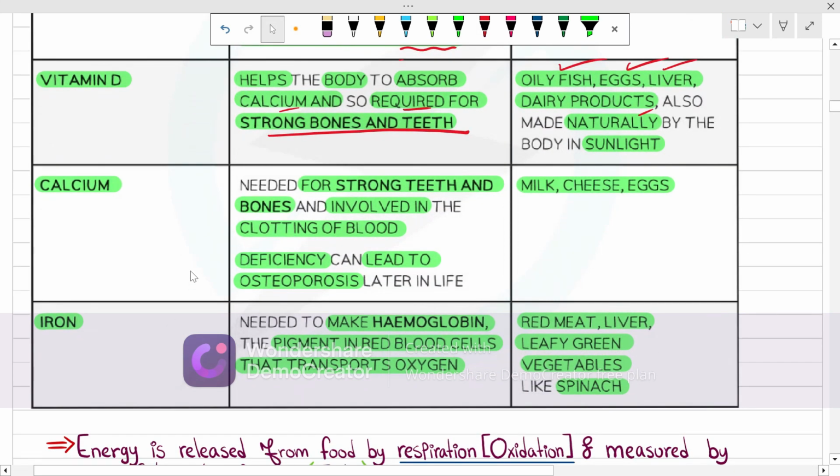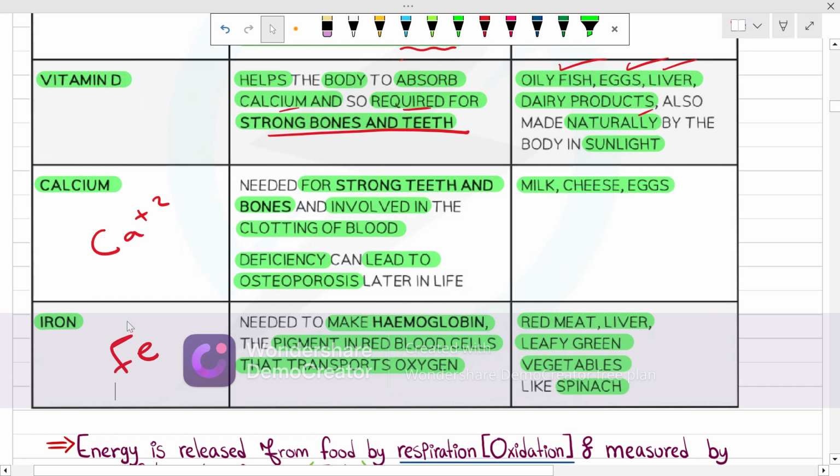As for the minerals, we have calcium and iron. Calcium is Ca2+, iron is Fe. Calcium is needed for strong teeth and bones. It's involved in clotting of the blood. Deficiency of calcium can lead to osteoporosis. Osteoporosis is weakened bones. Sources of calcium are milk, cheese, and eggs.